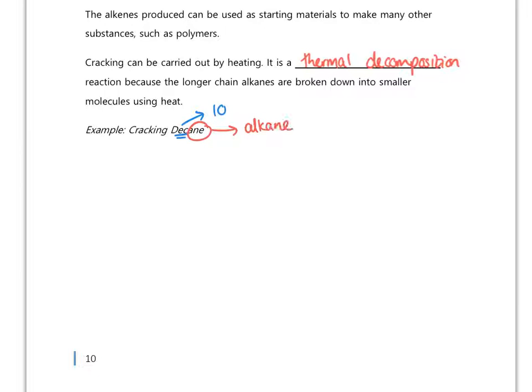So it's an alkane with 10 carbons. I'd like you to try and draw that for me, please. You could even pause the video and try and draw decane, which has a total of 10 carbons in the chain. Hopefully you've given that a go, but if not, draw a long chain that has 10 carbons in it.